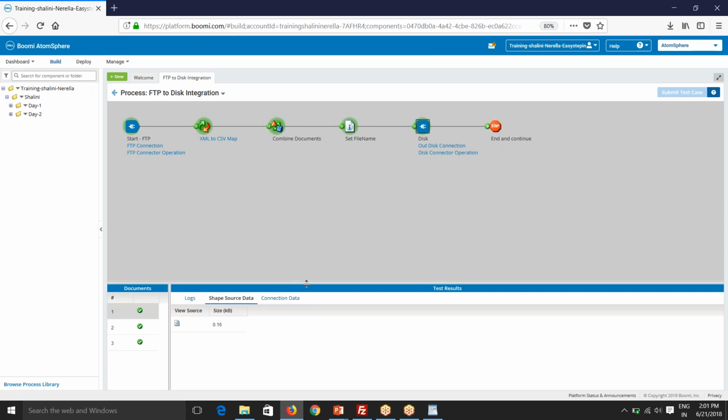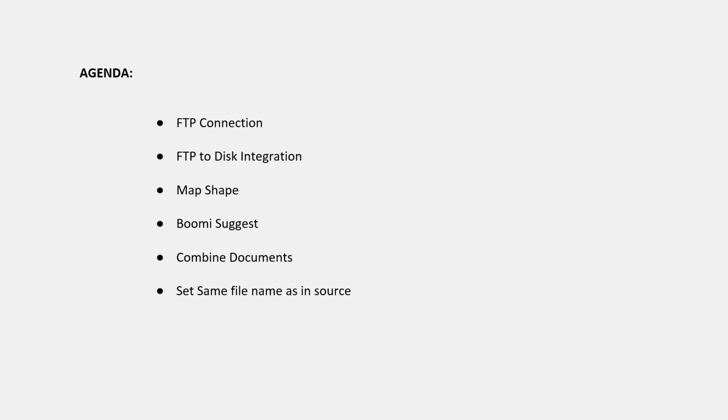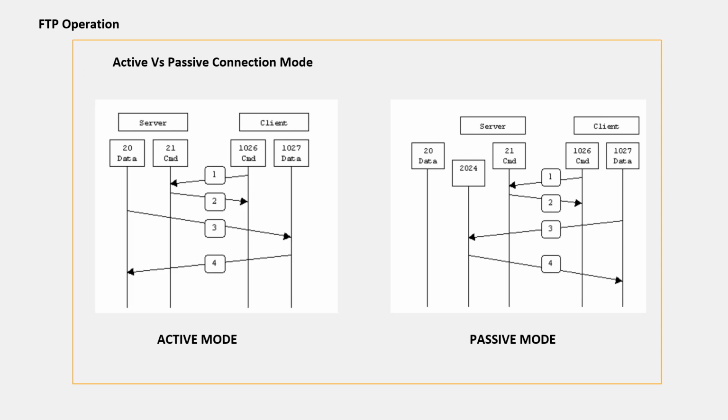Now let's go back to our presentation slides. We have seen FTP connection, FTP to disk integration, map shape we made use of, Boomi Suggest we have seen, and combined documents, and set file name same as in source. Remember in operation we were discussing the modes. We have seen active mode and passive mode, right? Though this is not important, it is good to know what active mode is and what passive mode is. Usually the FTP administrators will tell you what mode to use, but it is good to know about this.